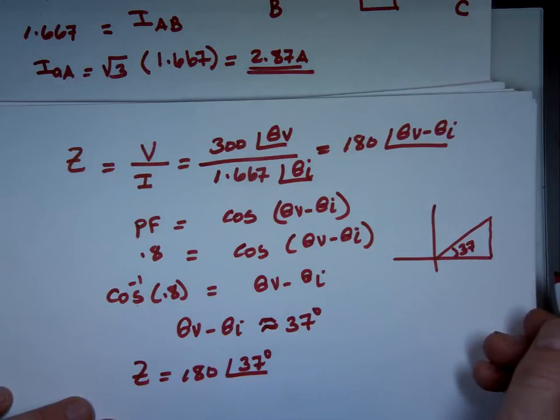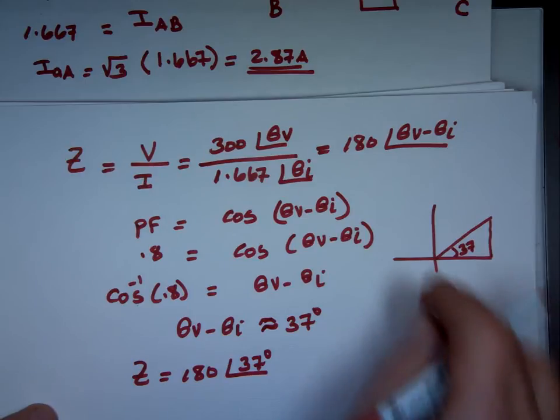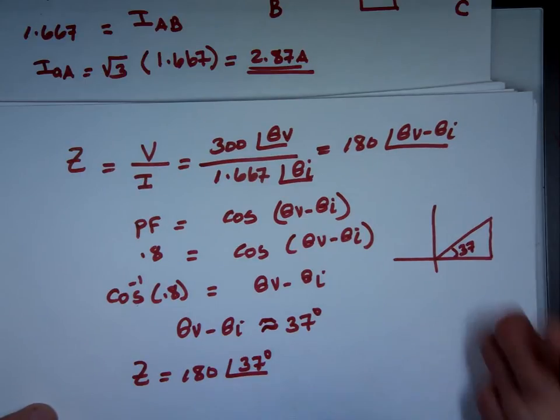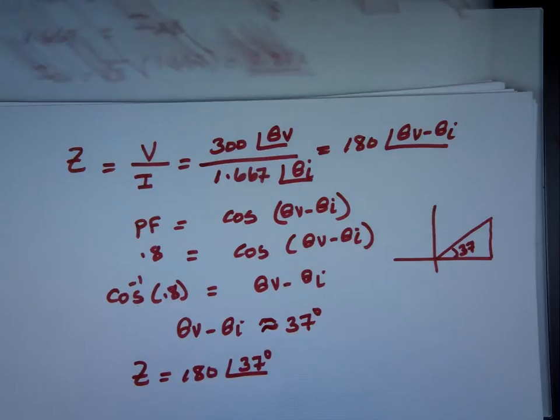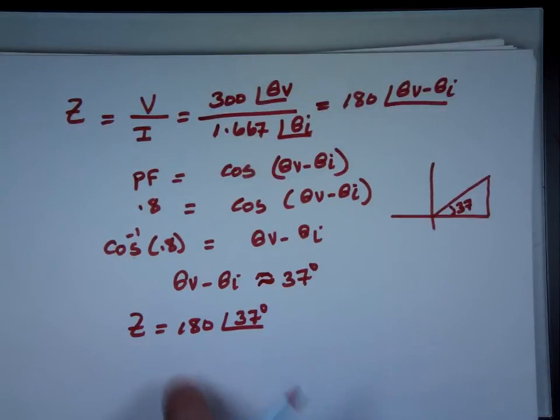If it was a leading power factor, the angle would be in the fourth quadrant, and the imaginary value would be below the x-axis, which is a negative number. And that's a capacitor. But that's the end of this problem. We say Z is 180 at 37 degrees.